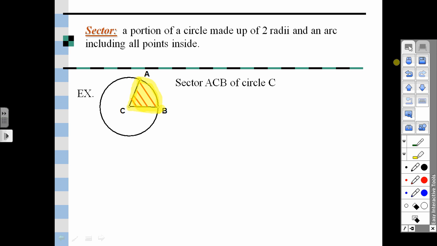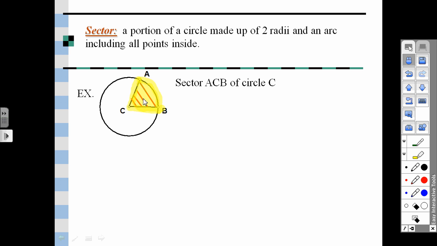that's my sector. Okay, so if you think about it, a sector is kind of like a piece of pie or a piece of pizza or a piece of cake. I guess I'm hungry because I keep talking about food. It includes all these points that are in there.